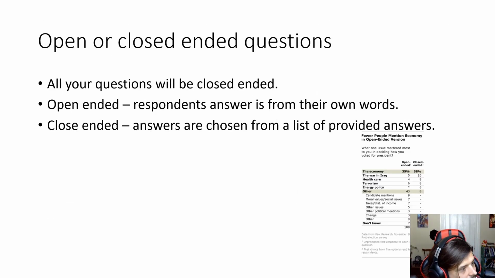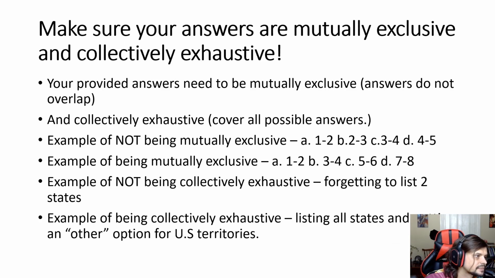Open-ended and closed-ended responses. Respondents' answers come from their own words if it's open-ended, and closed-ended answers are chosen from a list of provided answers. Avoid open-ended questions in your survey. Don't do them. And the provided answers need to be mutually exclusive, meaning answers do not overlap, and collectively exhaustive, meaning they cover all possible answers.